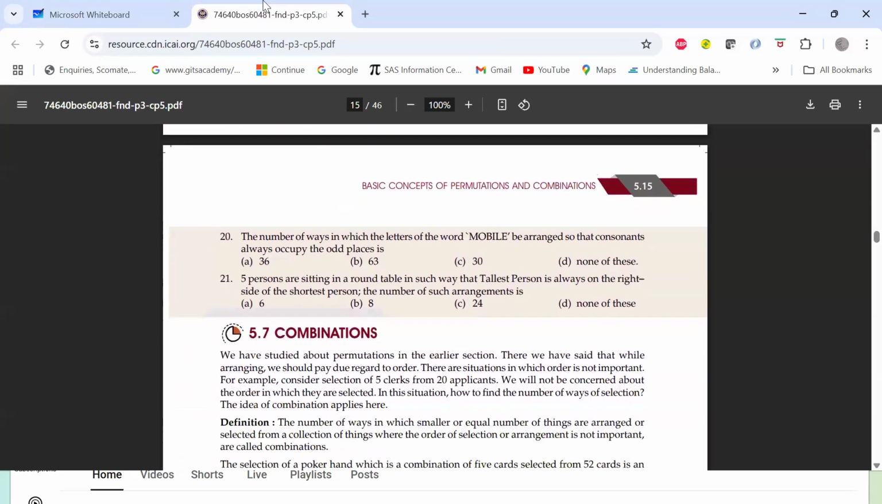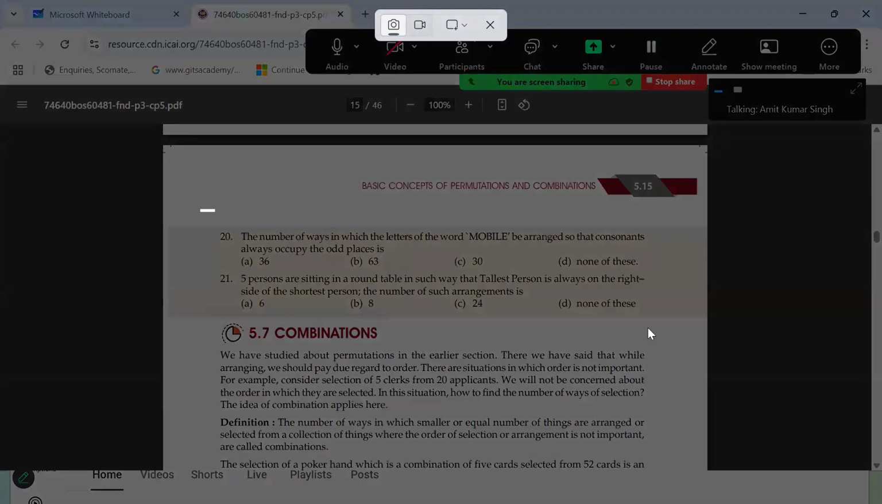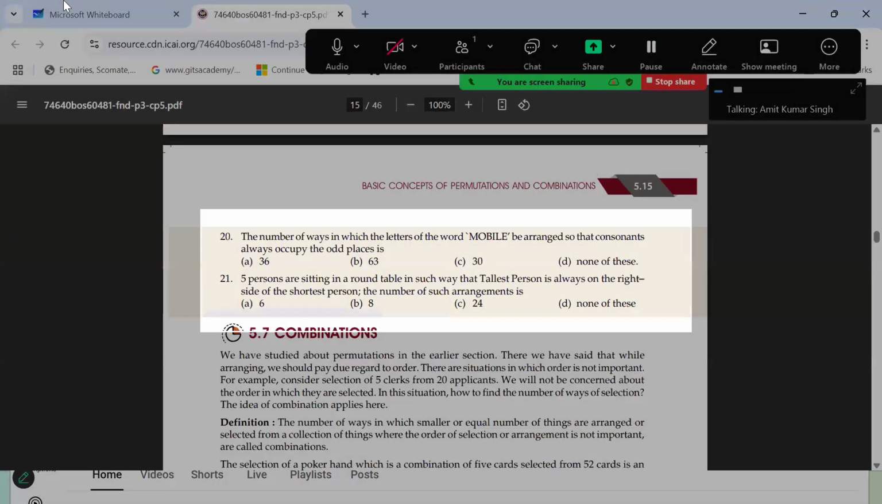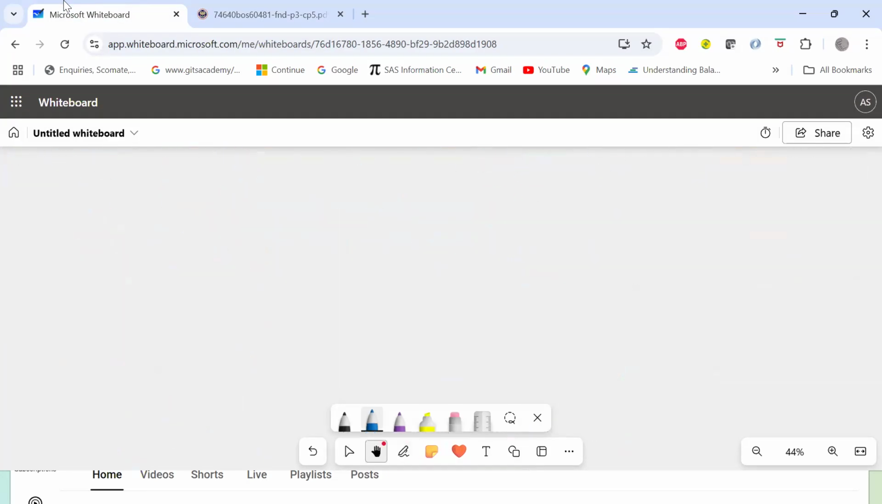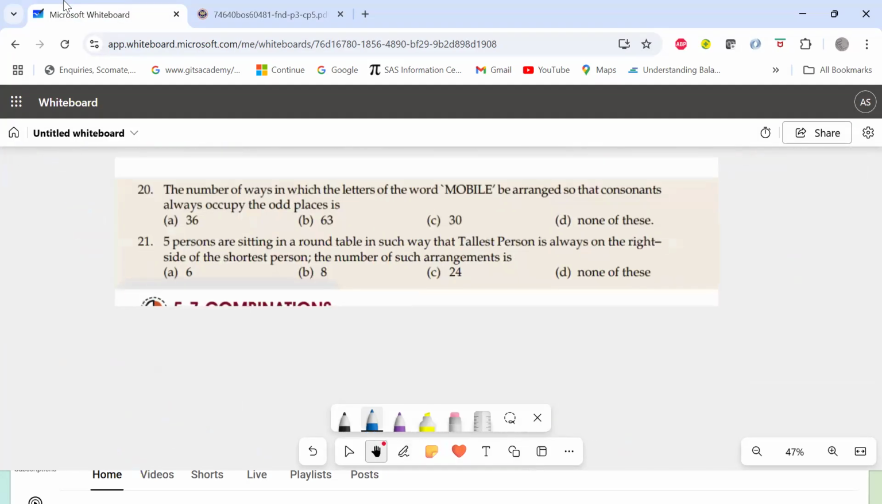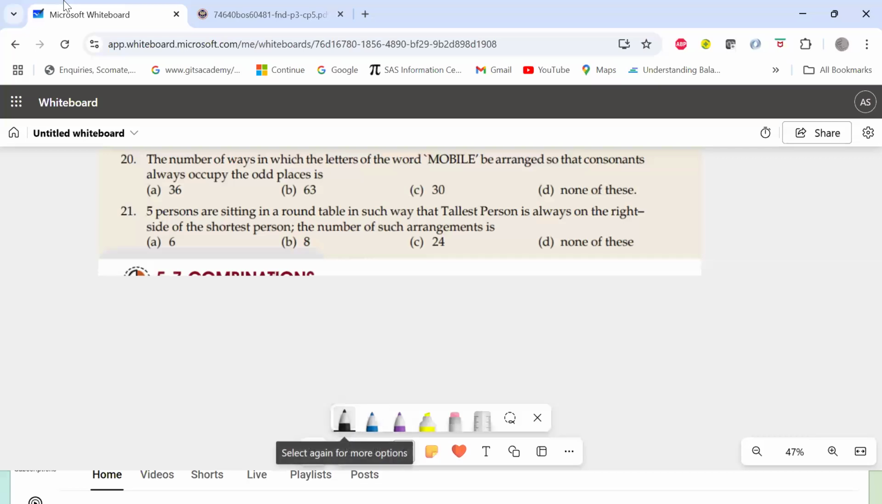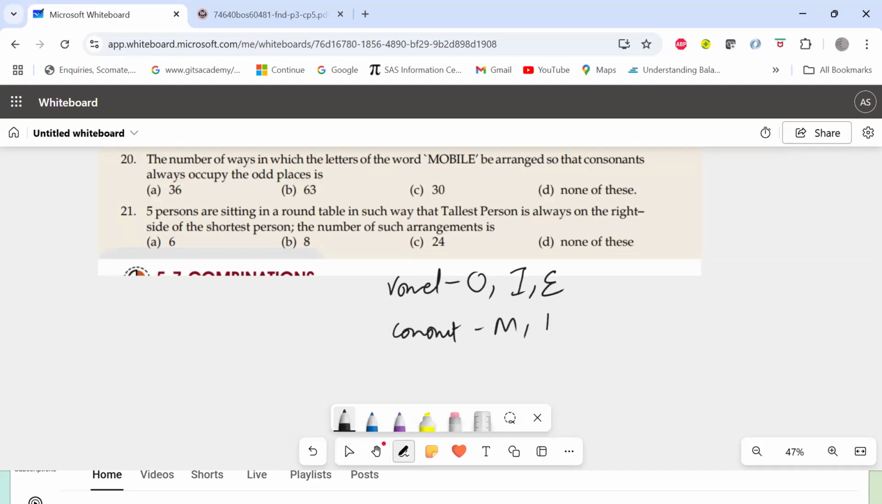Then we have two questions left. The number of ways in which the letters of the word MOBILE are arranged so that always the consonants occupy the odd places. So in MOBILE, how many vowels are there? O, I, E. Total three vowels. And how many consonants are there? M, B, L.